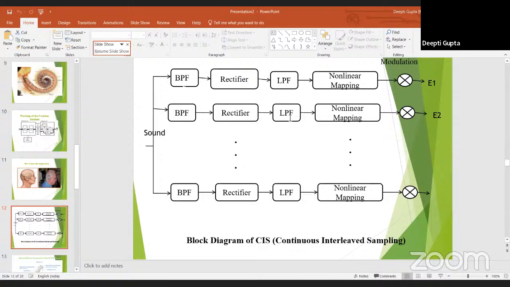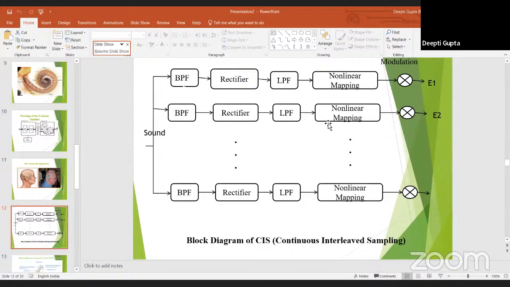And after that, low pass filtering is required, because we cannot send all kinds of data directly. And after that, non-linear mapping. What does it mean? Non-linear mapping means compression. Why is compression required? Because we have all kinds of signals, and suppose we are sending a file from one mail to another, we cannot send it directly. There are some limitations everywhere, so we cannot go beyond that limit. So in that case also, we are doing compression.